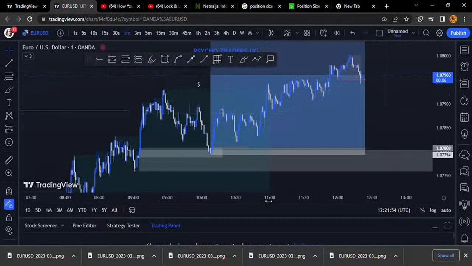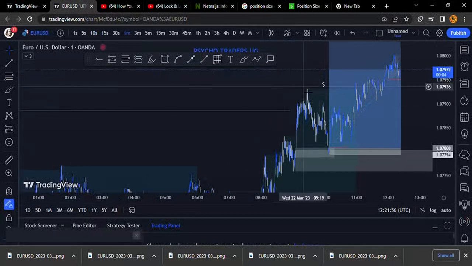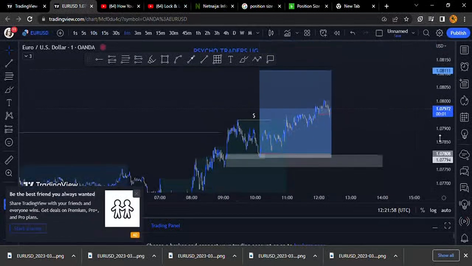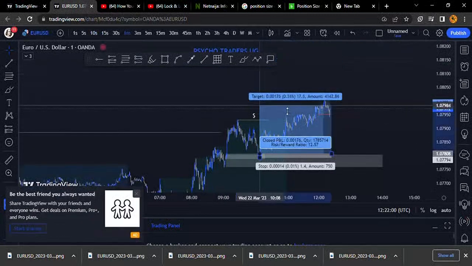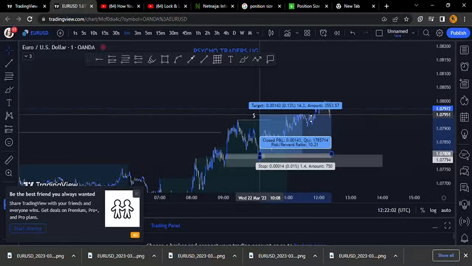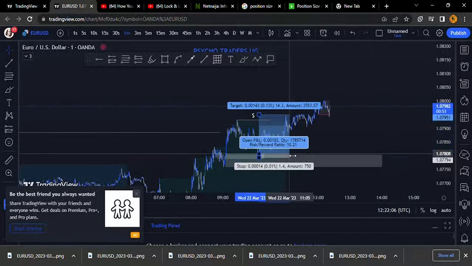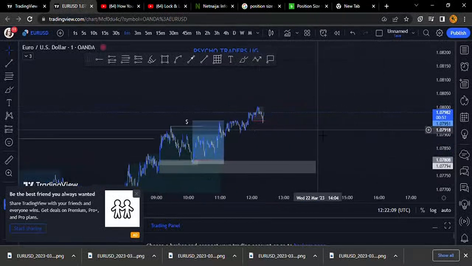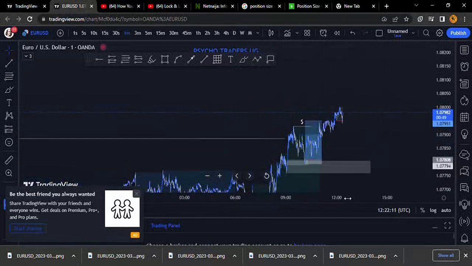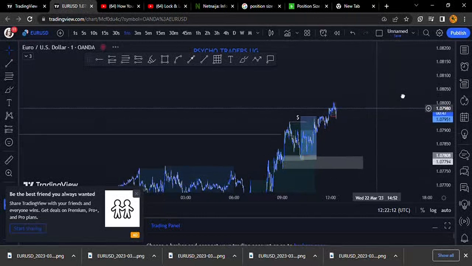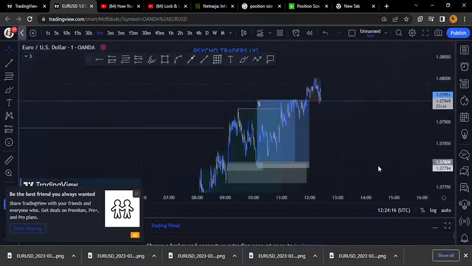So guys, at this point we are taken out in profit. It's something like 10RR right here, and that's what we have secured for this trade. And I think that's it, and I'll see you in the next trade setup.